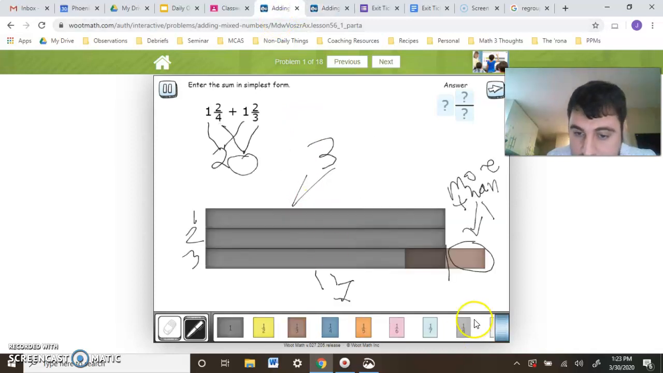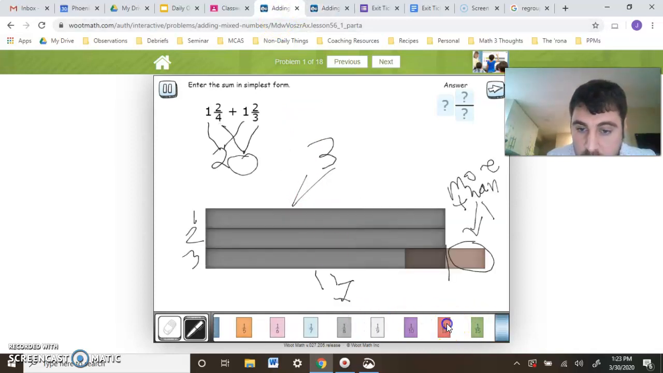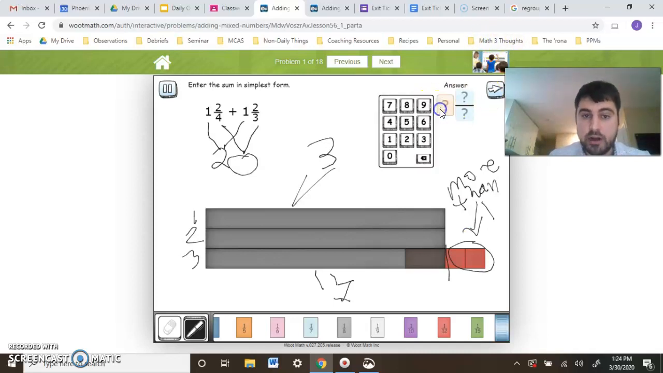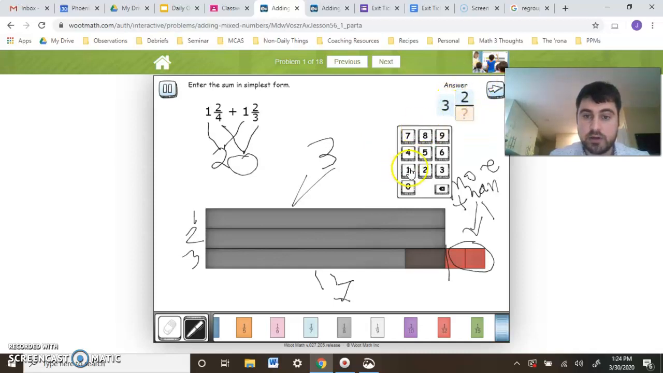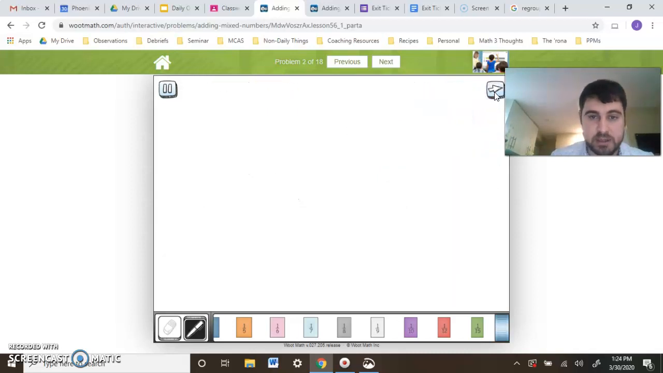Let's see. 1 twelfth, 2 twelfths. Let's bring them over here. 1, 2. So that works perfectly. Okay, I want to try this again with another problem. Let's write in our answer 3 and 2 over 12. Oh, it says in simplest form. We haven't talked about that yet, so we're just going to skip along.